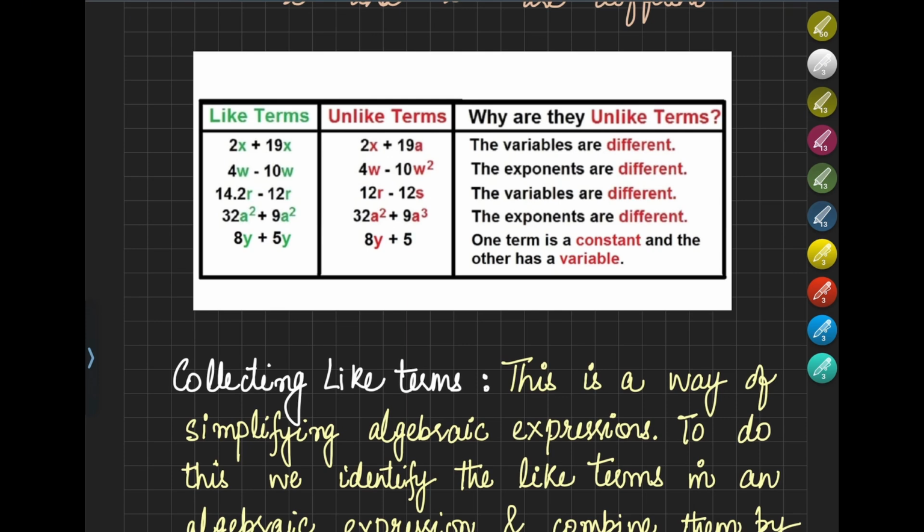Why are they unlike terms? Obviously x and a are different variables, so the variables are different. W and w square, they both are unlike terms because the exponents of the variable w are different. Here the exponent is 1, here the exponent is 2. In 12r minus 12x, they are unlike terms because r and x are different variables. Then 32a square plus 9a cube, they are unlike terms because the exponents of the variable a are different. Here it is 2, here it is 3.